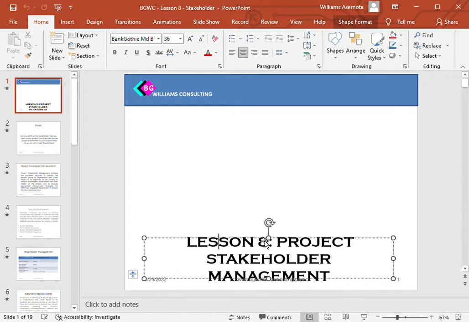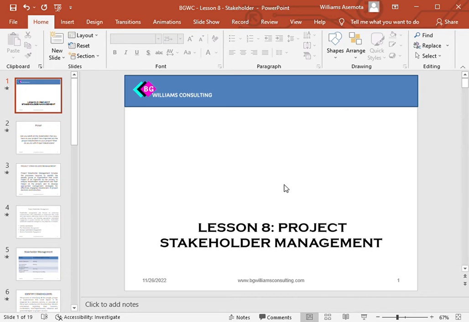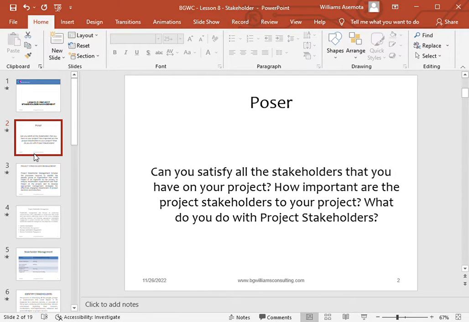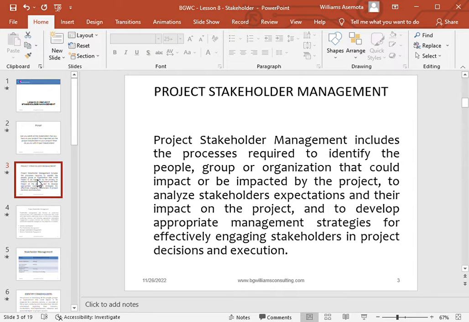Project stakeholders management. How do we manage the stakeholders in our project? When we talk about stakeholders management in a project, there are a few questions we often ask ourselves. Is it possible to satisfy all the stakeholders that you have on your project? How important are the project stakeholders to your project? And also, what do you do with your project stakeholders? Sometimes these are the things that we often look at.